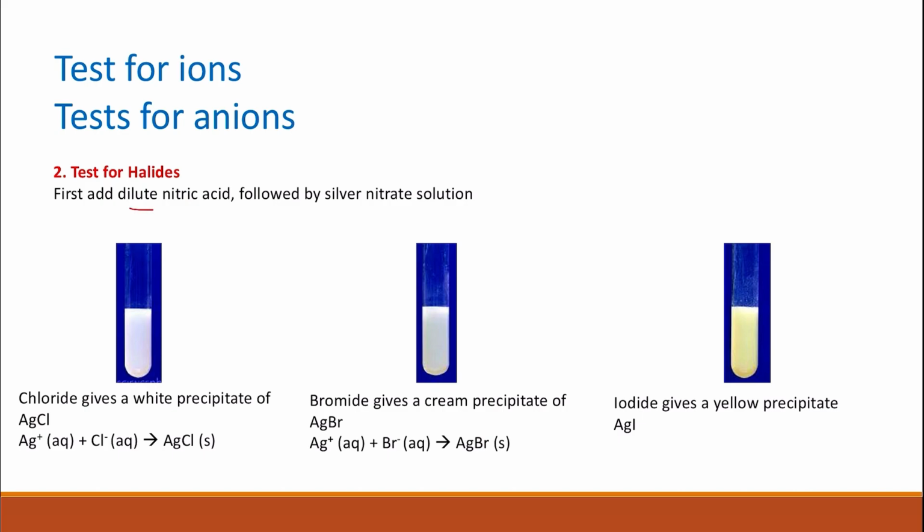You need to add dilute nitric acid first before you add silver nitrate, because if you have carbonate in your sample, then silver carbonate as well is going to give you a white precipitate. So you need to add dilute acid first. The dilute acid can react with the carbonate and get rid of the carbonate by giving salts, carbon dioxide and water. So you need to exclude the carbonate first.